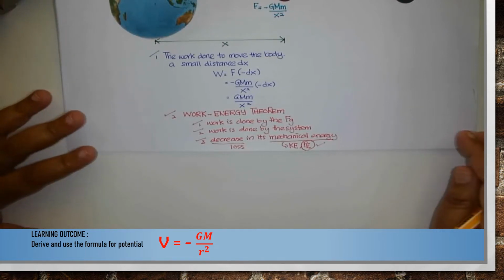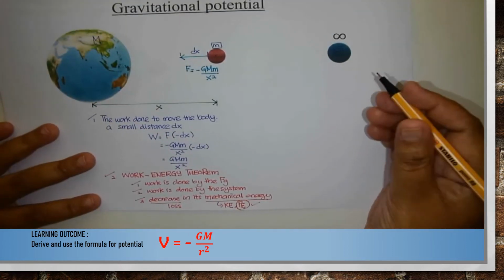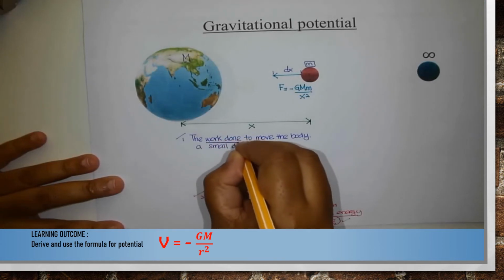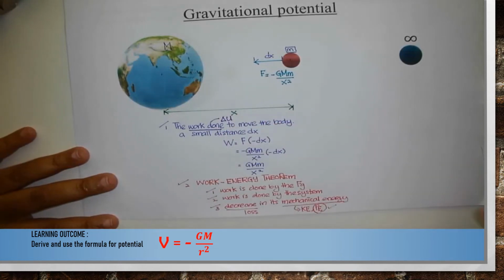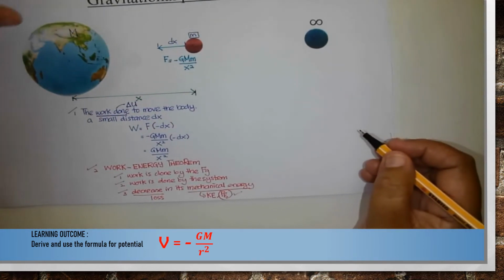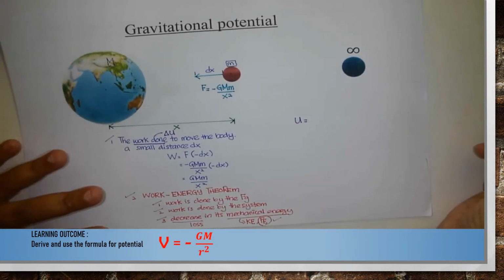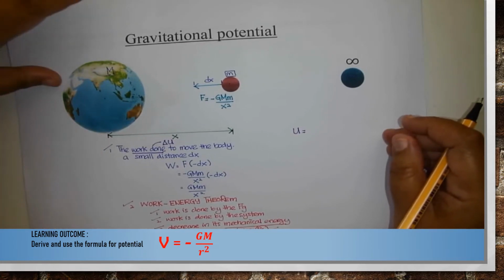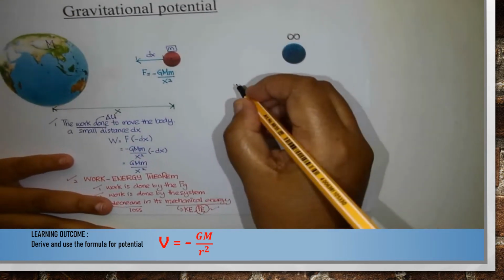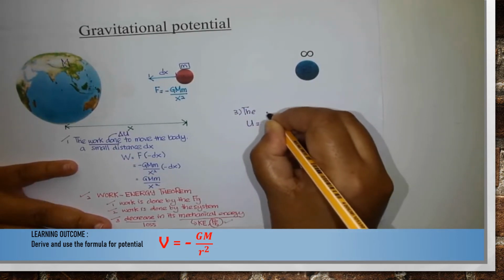All right, so let's look at number 3. Work done, when we talk about work done, is actually referring to delta U according to the work energy theorem. So here U. Let's look at the work done to bring a body from infinity. Number 3.